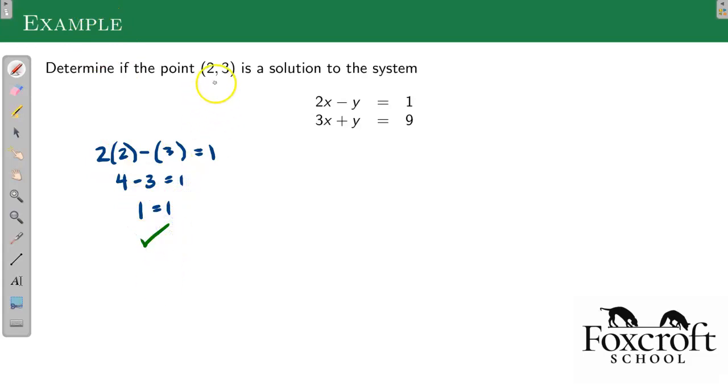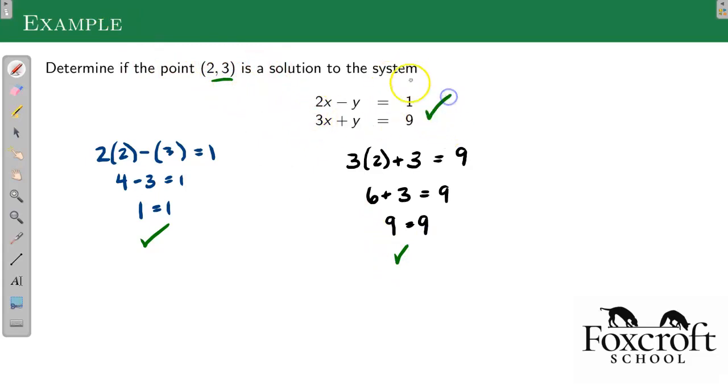So (2, 3) is a solution to the first equation, but we also have to check the second equation. So we plug in 2 for x and 3 for y. You want to see if this equal sign is true. 3 times 2 is 6, and 9 equals 9, and that's true. So is (2, 3) a solution? Well, if I plug into both of these, they're both true, so it is a solution.